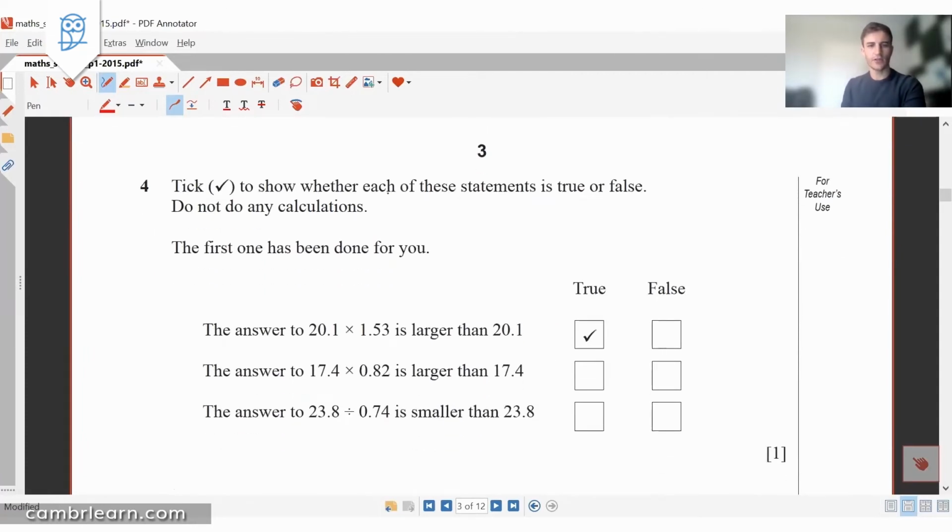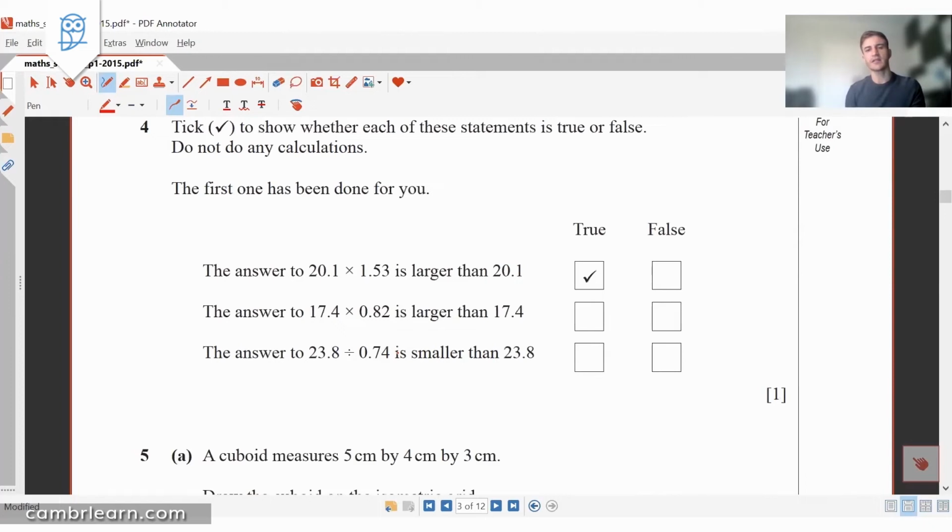Okay, tick to show whether each of these statements is true or false. Do not do any calculations. The first one has been done for you. Okay, so we can't do any calculations. We just have to state whether this is true or false. So let's look at this one. The answer to 17.4 times 0.82 is larger than 17.4.